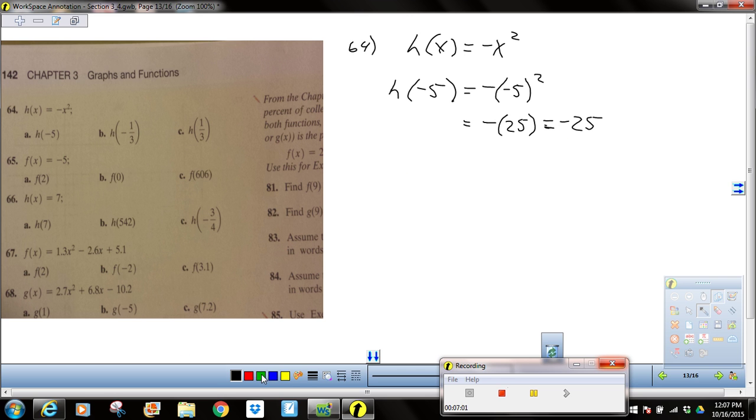I'll change colors here. Now I'm going to put in negative 1/3. Again, I'm using parentheses to make sure that I square my negative here. Negative 1/3 times negative 1/3 is positive 1/9. So I have a negative out front and then a positive 1/9, and that is going to be negative 1/9.